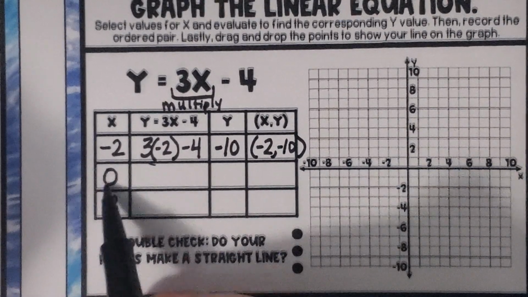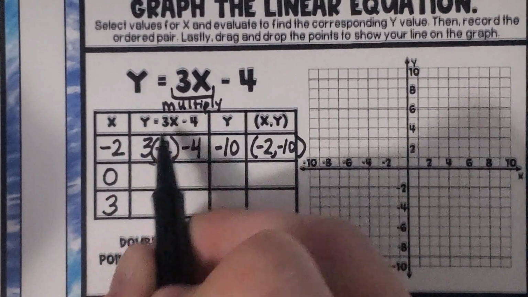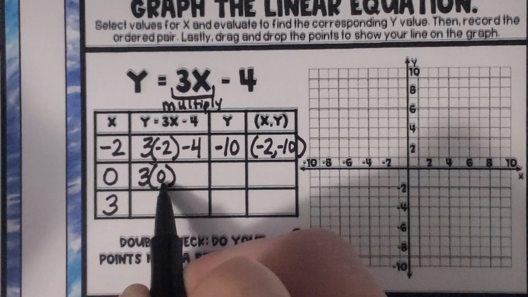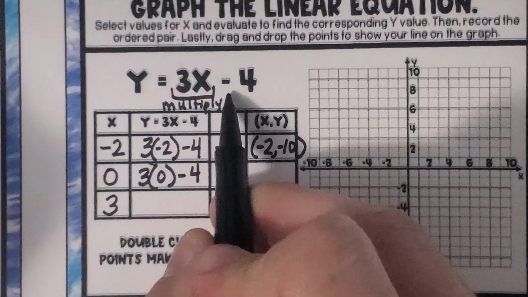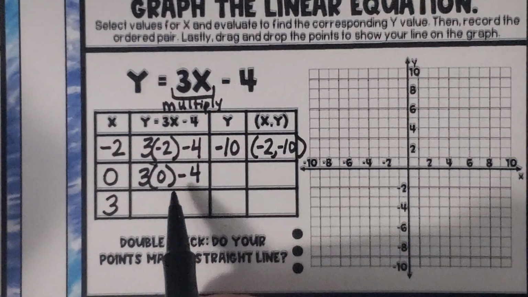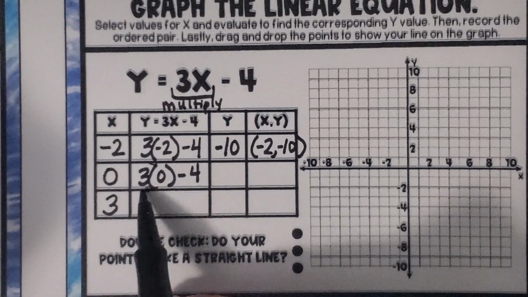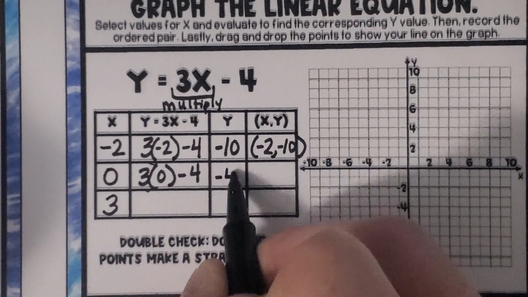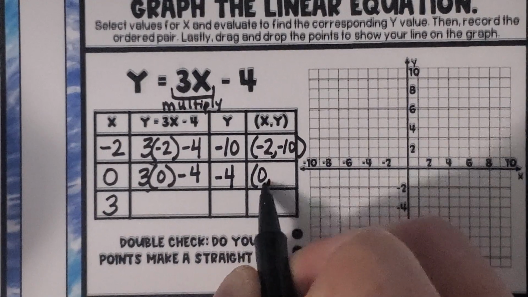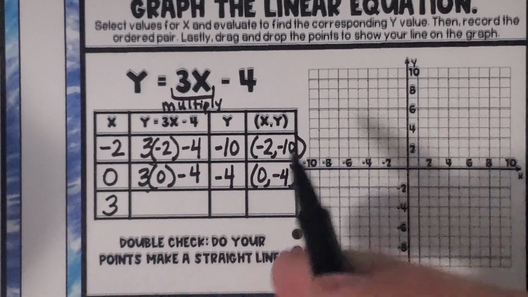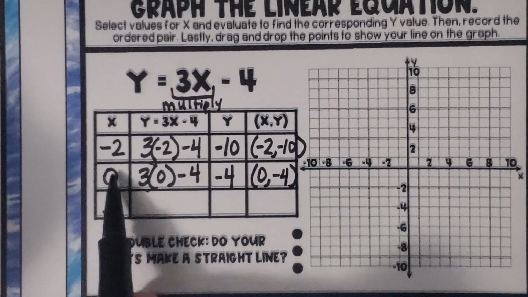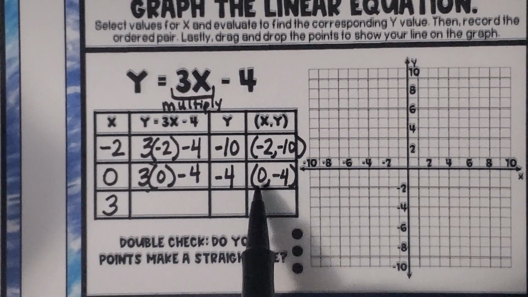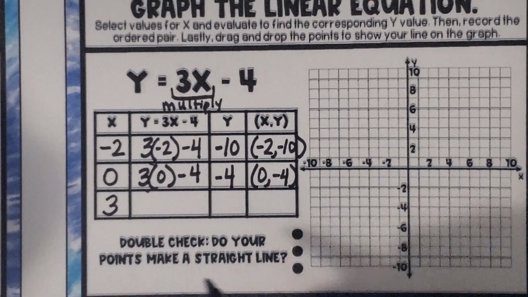My next x value is a 0. So I'm going to plug it in where my x is. I would have 3 times my new number, which is 0, and I'm still going to subtract that 4 on the end. I know that 3 times 0 is 0, and then 0 minus 4 would be negative 4. So my point would be 0, negative 4. Remember that I'm getting this coordinate point from taking my x value that I used and the y value that I figured out, and I just put them together as a coordinate point.